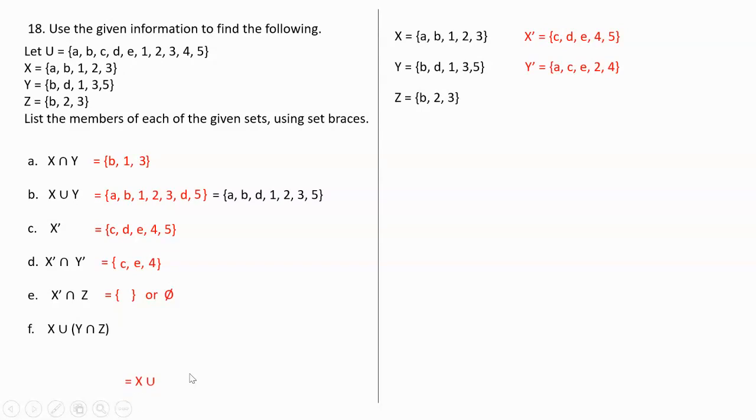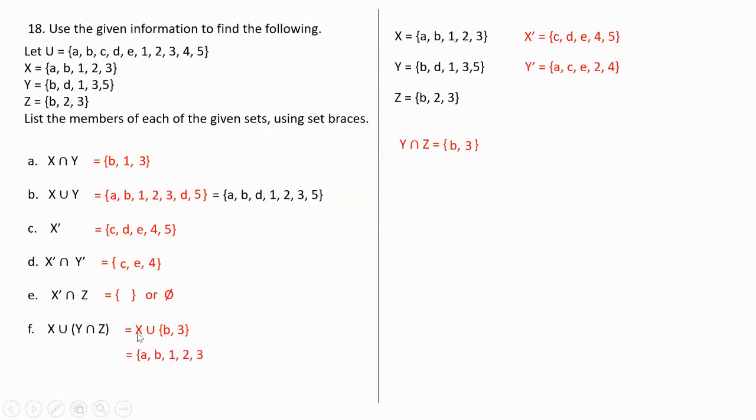Now let's do F. First we have to do what's in parentheses. What does Y and Z have in common? So let's go to Y and Z. They have in common a B and a 3. Right? Now, the set Y intersects Z is B, 3. Now we have X union B, 3.